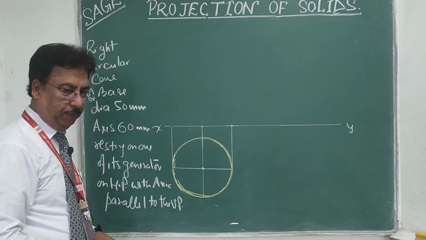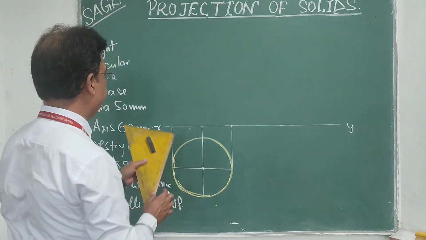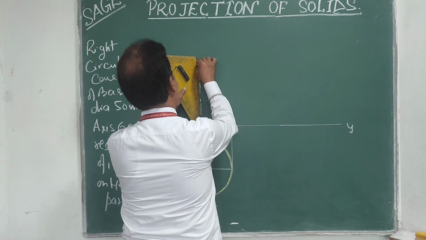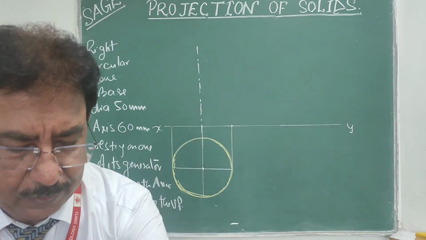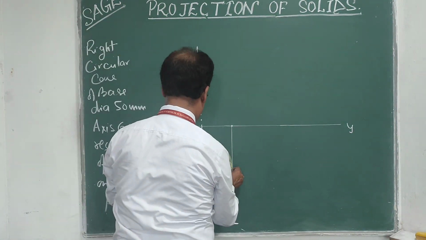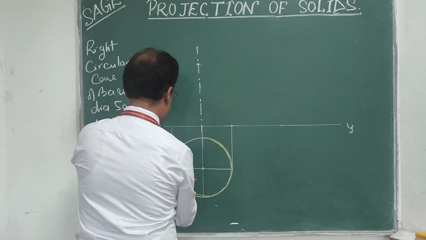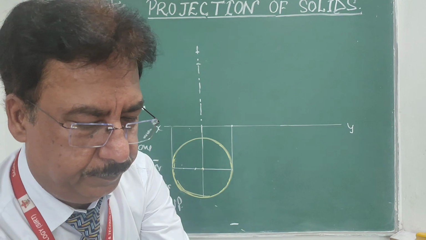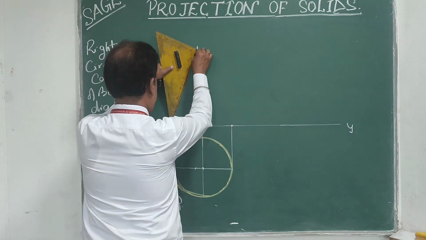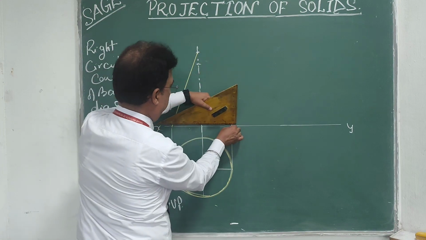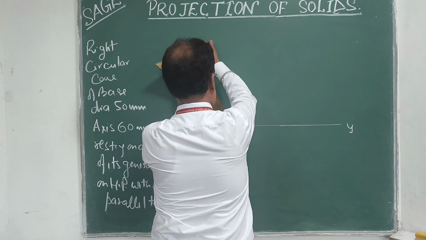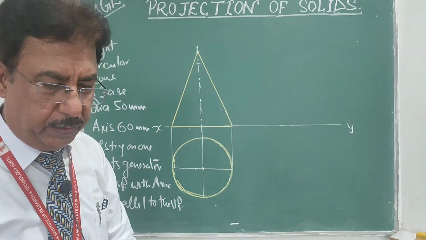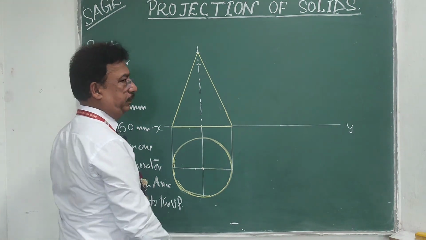So I have started with the top view, then with the help of this top view I will draw the front view. That will be a triangle. The axis will be given to me, that will be 60 mm. So I will mark a length of 60 mm on this axis line. So this is 50, 10, 60 mm. So what I have done is drawn the top view and the front view of the given cone.